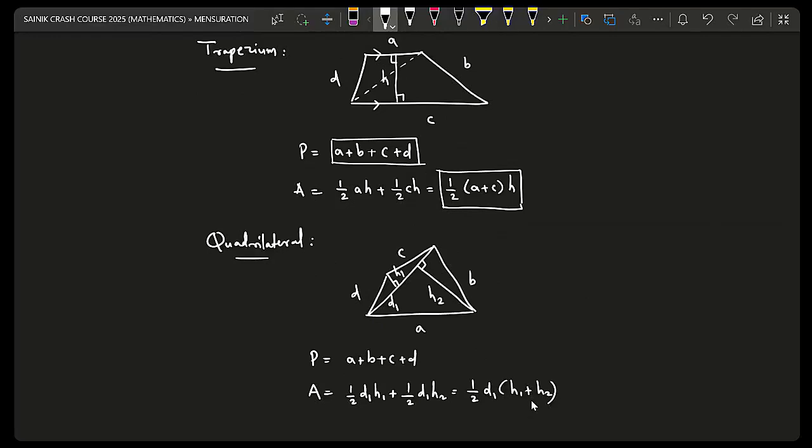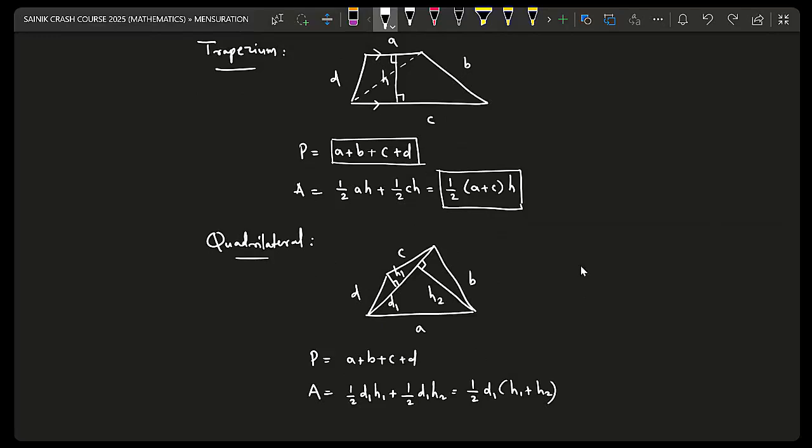So this is the area of the quadrilateral. Even if you take D2, you'll get the same answer. That means whichever quadrilateral you take, I have taken this diagonal, but in place of that diagonal, even if you take this other diagonal, find this as H1 and this as H2 and apply the same type of formula, you'll get the same area. The final answer is going to be the same.